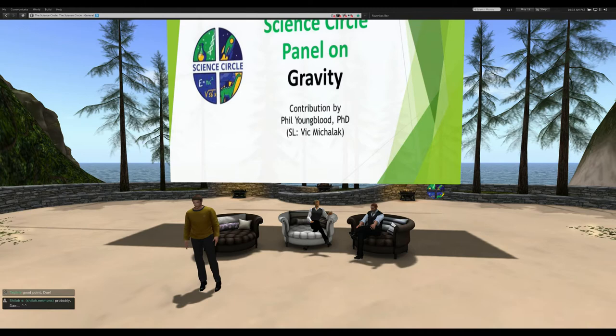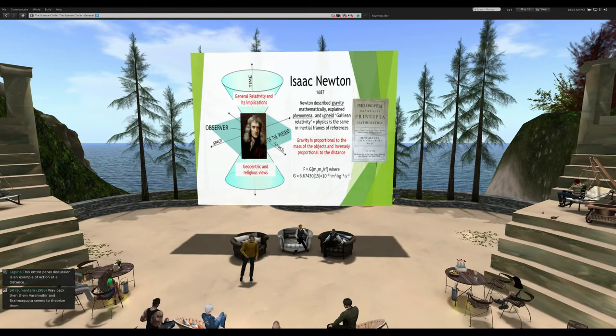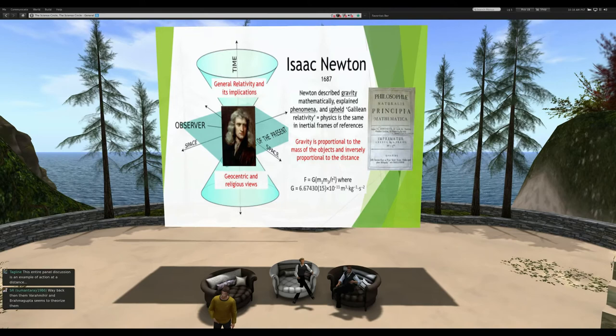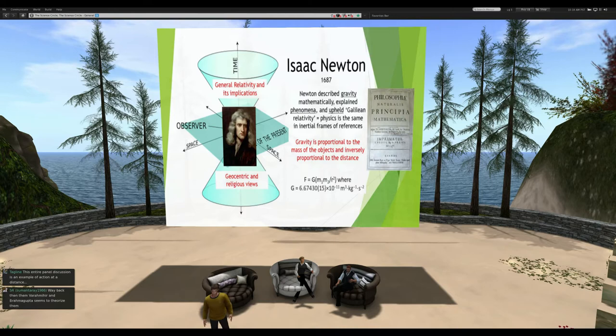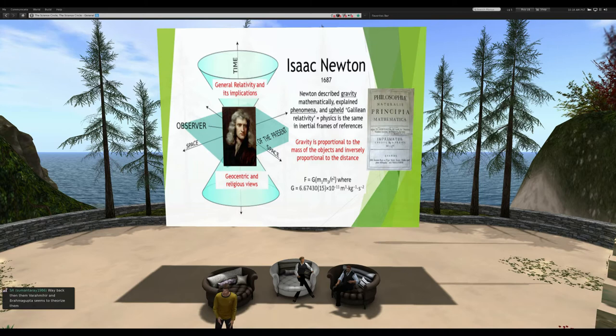Great summary there of Newton, and I'll be telling a little bit more about Newtonian mechanics and how Einstein changed it. So my contribution, as mentioned, is to give you an idea of how Einstein contributed to the notion of gravity. First thing, then, is let's review what Isaac Newton did.